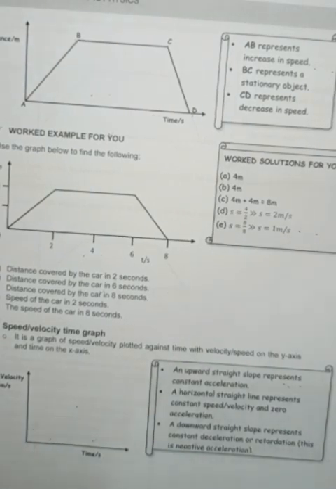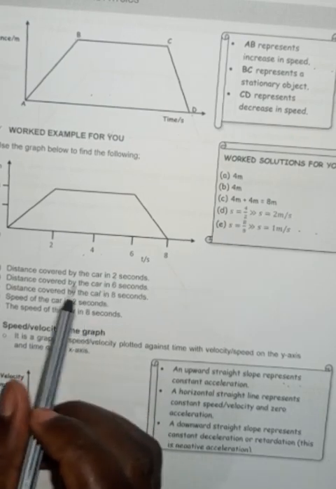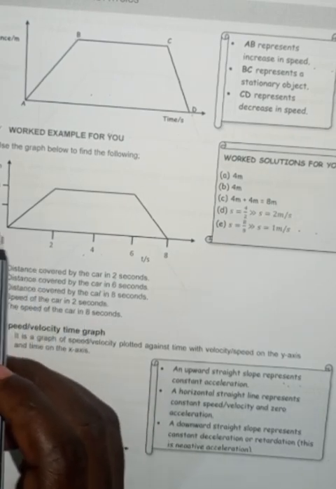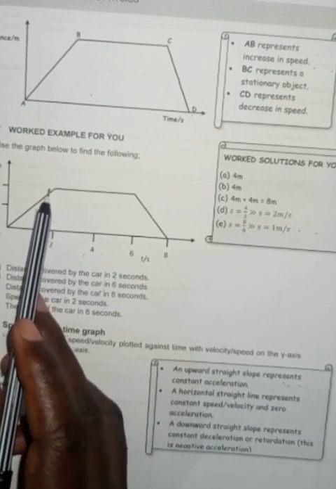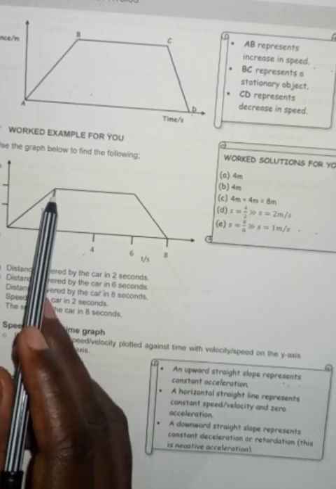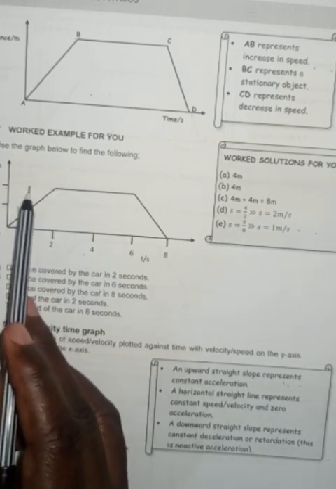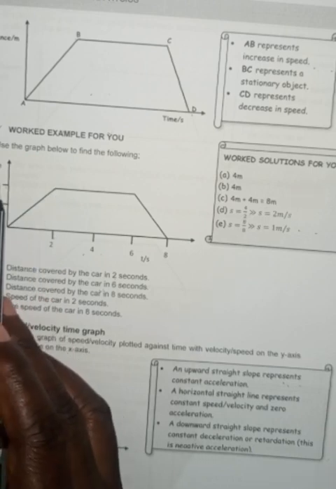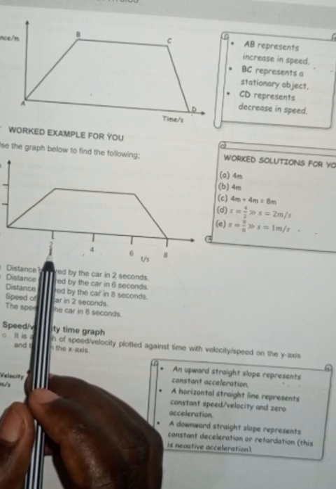Simple. The distance covered by the car in 2 seconds. Look at the distance. This is 0, 2 is here. So the distance covered by the car is, look at where the 2 is, up to here, and then make it 10. You discover that it is 4 meters. Just 4 meters. That was the distance covered in 2 seconds.